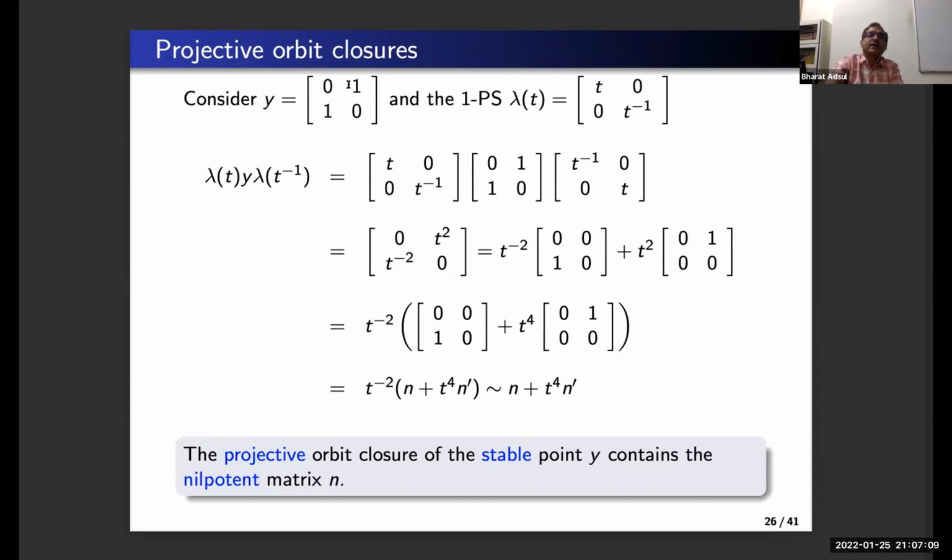So what I'm trying to show is that this point y is a stable point. It's a diagonalizable matrix, right? But this stable point, the projective orbit closure of this stable point, enters the null cone, and it picks up this particular nilpotent matrix. Okay, so as we have seen, the projective orbit closures enter the null cone and pick up nilpotent matrices, and that's what happens even in this case.